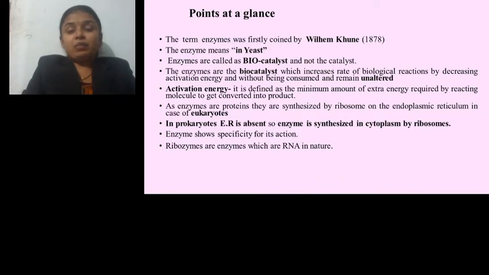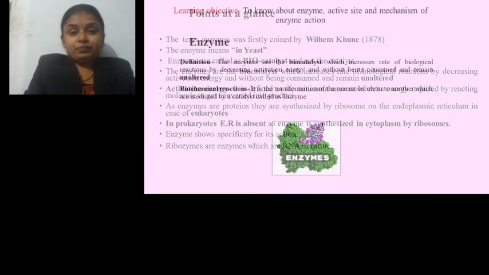As enzymes are proteins, they are synthesized by the ribosomes on the endoplasmic reticulum in eukaryotes. In prokaryotes, such cellular organelles are not present, and that's why the enzyme is synthesized in the cytoplasm by the ribosomes. Enzymes are very specific for their action as well as their substrate. Ribozymes are enzymes which are RNA in nature, while most enzymes are protein in nature.